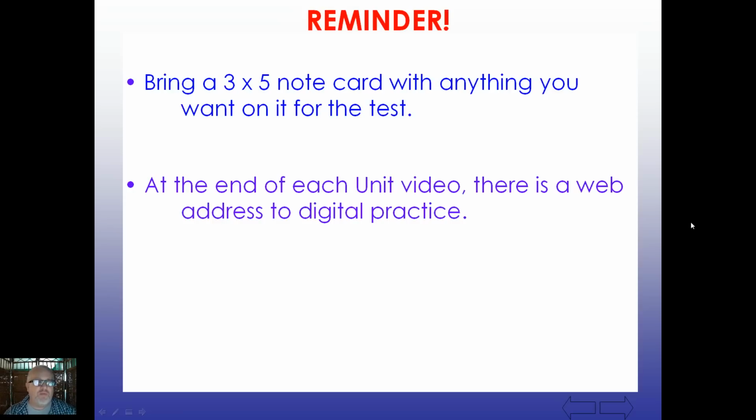Also remember that at the end of every unit lesson, Unit 6.1, 6.2, all the way up, there is a web address to Digital Practice. So if you want some instant feedback, you can look at a lesson, go back and practice right there. It's multiple choice questions, and you'll find out right away if you're right or wrong, and spend 5-6 minutes on each one. Might help you quite a bit.